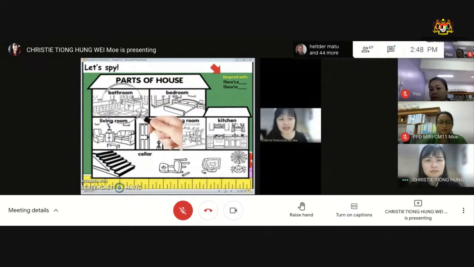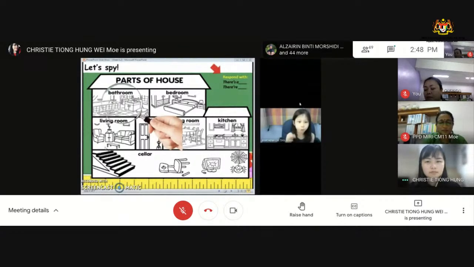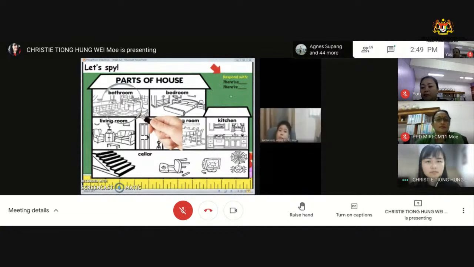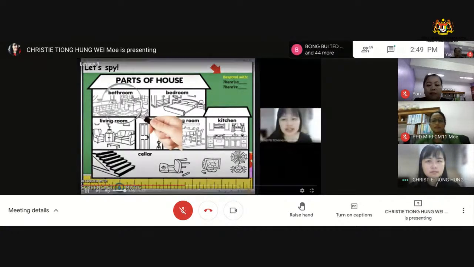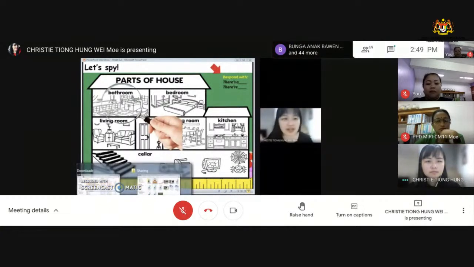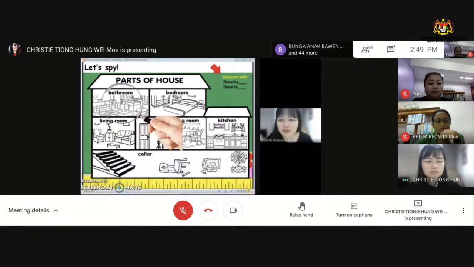The first room we're going to start is the bathroom. What can you see from the bathroom? Sink, toilet, bathtub, mirror, shower. We need to respond with there is and there are. There is a bathtub. There is a... Yes, there are towels here. And just now also mentioned there is a sink, there is a bathroom. Very good. This is how you use there is and there are.